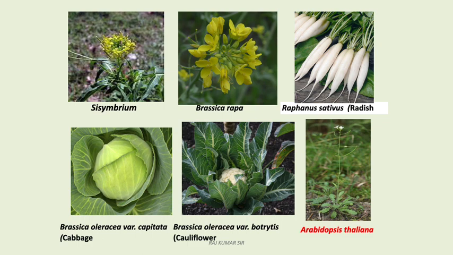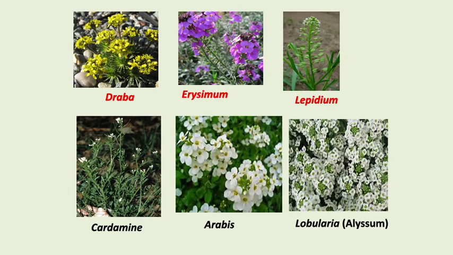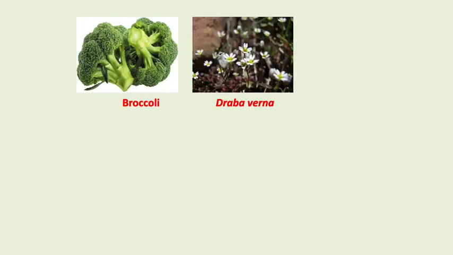These are the pictures of a few important plants: Sisymbrium, Brassica rapa, Raphanus sativus, Brassica oleracea variety capitata, which is also called cabbage. Next, the cauliflower, which is Brassica oleracea variety botrytis. Then Arabidopsis thaliana. Next are Draba, Alyssum, Lepidium, Cardamine, Arabis, Lobularia, broccoli, and Draba verna.